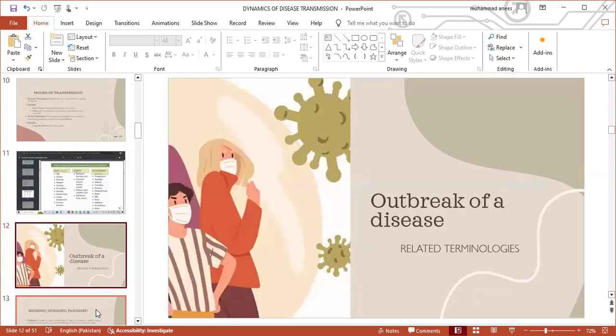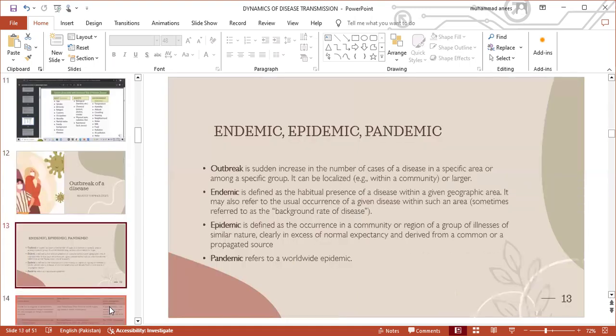Moving on to the outbreak of a disease, we will be discussing certain related terminologies. Endemic, epidemic, pandemic. What are these? We will be discussing these. Outbreak is a sudden increase in the number of cases of a disease in a specific area or among a specific group. It can be localized, for example, within a community, or larger. Endemic is defined as the habitual presence of a disease within a given geographical area. It may also refer to the usual occurrence of a given disease within such an area, sometimes referred to as the background rate of a disease.